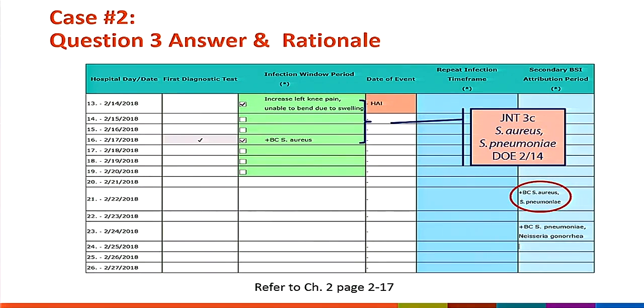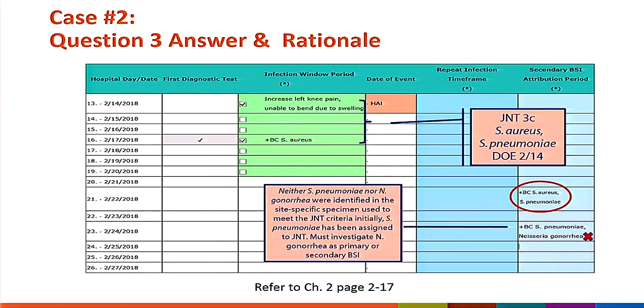Now, during the secondary BSI attribution period, the patient has another blood culture collected on the 22nd, which has Staph aureus and strep pneumo. And because there is a matching organism, the Staph aureus, to the blood that was used to meet joint 3C criterion, we're simply going to add on the strep pneumo to that determination. So a joint infection on 2-14 with Staph aureus and strep pneumo.